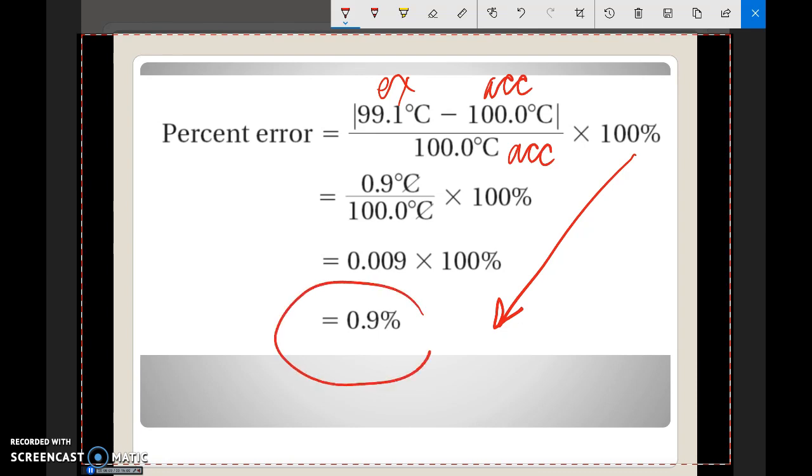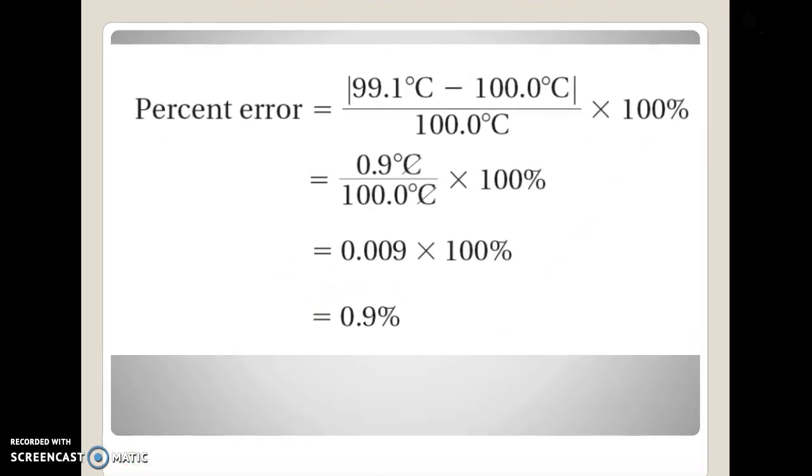So 0.9% error is very good. You want the smallest percent error that you could possibly have. If you have 0% error, that means you were perfect. You're perfectly accurate.